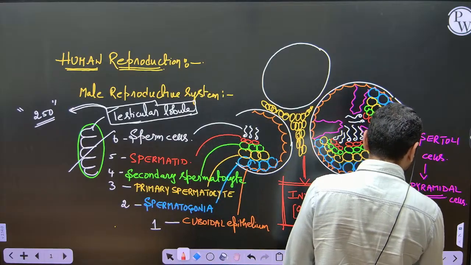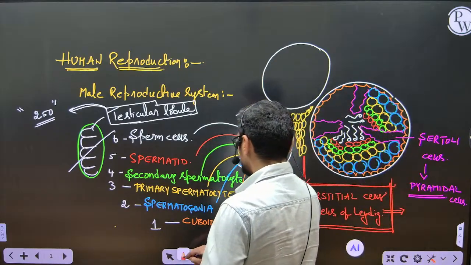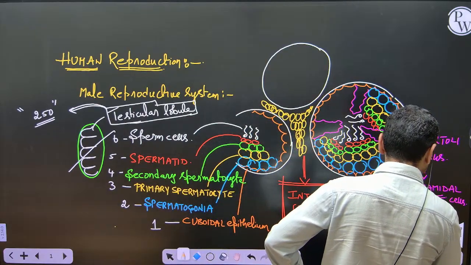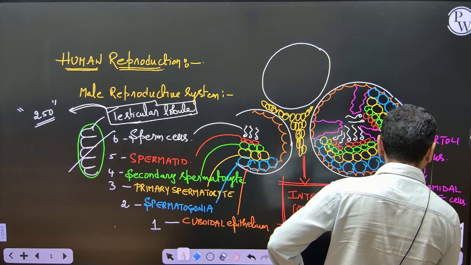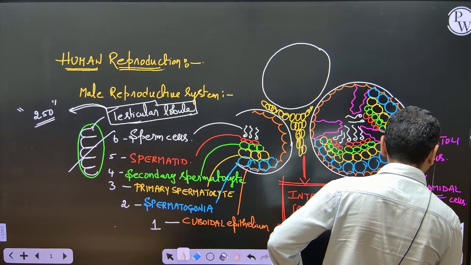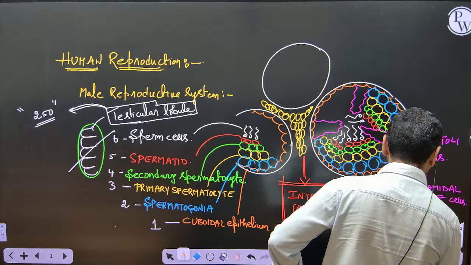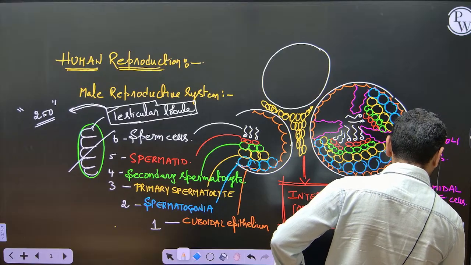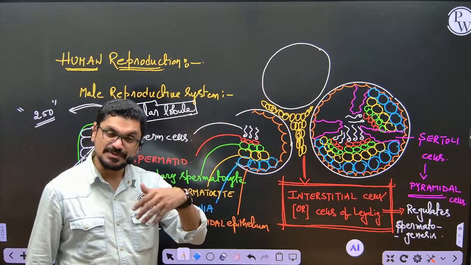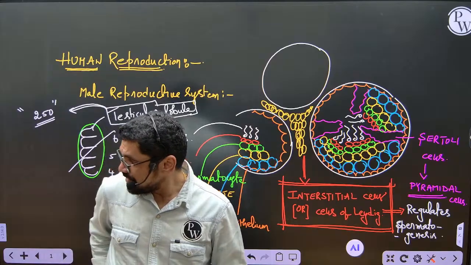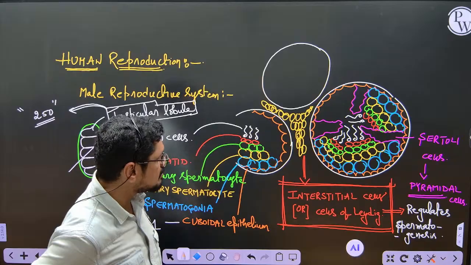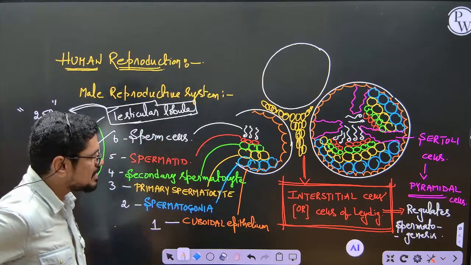Leydig cells play an important role in the regulation of spermatogenesis. They regulate sperm production. Sperm production is called spermatogenesis. Spermatogenesis means sperm production. Okay, regulates spermatogenesis. In detail, we will discuss the spermatogenesis aspect later.